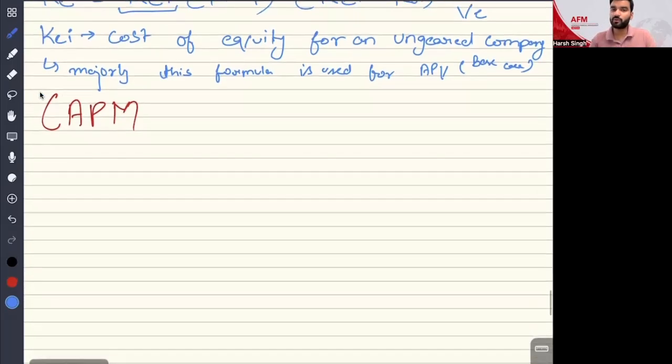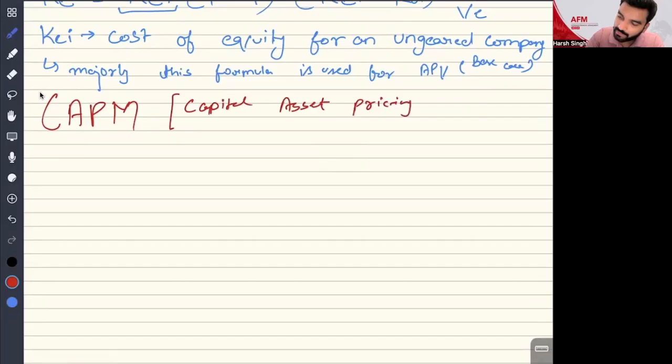Now, when I talk about CAPM, I'll actually bold it a little more. CAPM is actually called the Capital Asset Pricing Model. This is one of those topics that can be tested in the numerical part as well. Yes, that is the interesting part: this is also tested in numericals some of the times.